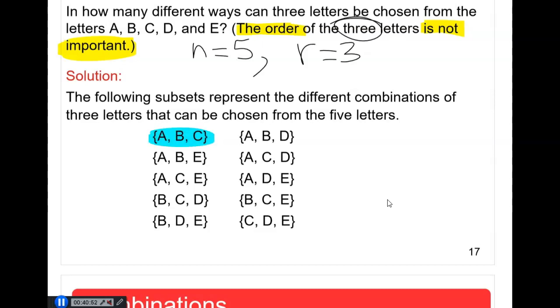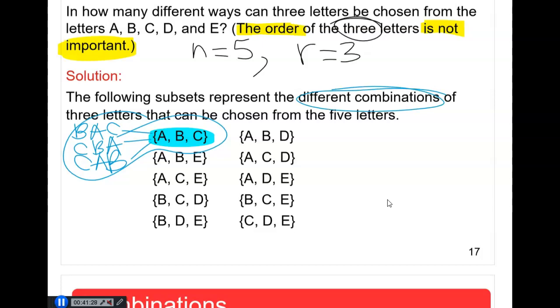In this case, you could see that we have ABC, and we do not have anything like BAC or CBA or CAB. We don't have those listed because they are considered to be within the same group, because the order does not matter, and that is true for combinations. Permutation, order matters; combination, the order does not matter.